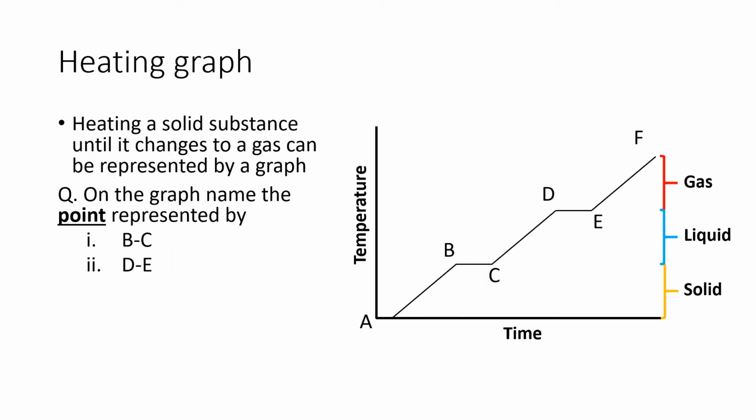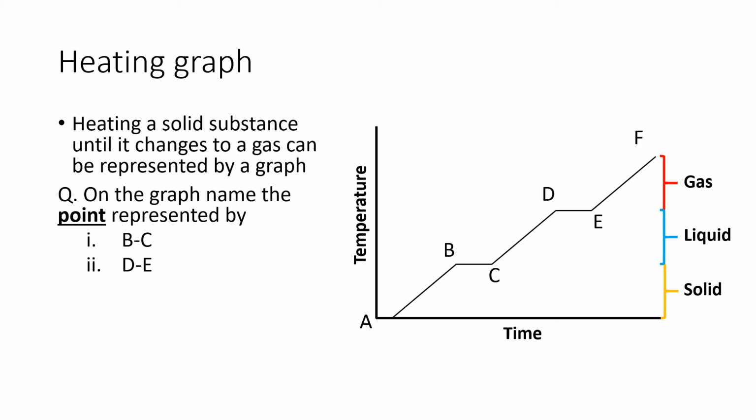When it comes to heating substances up, you can see that on this graph we are heating up, we're increasing the temperature. And we start off with a solid, turned into a liquid, and turned into a gas. What is the point, and the term point is important, represented by B and C, and what is the point represented by D and E in terms of temperature?